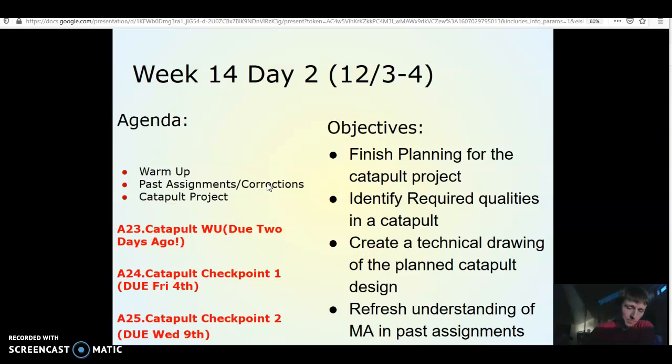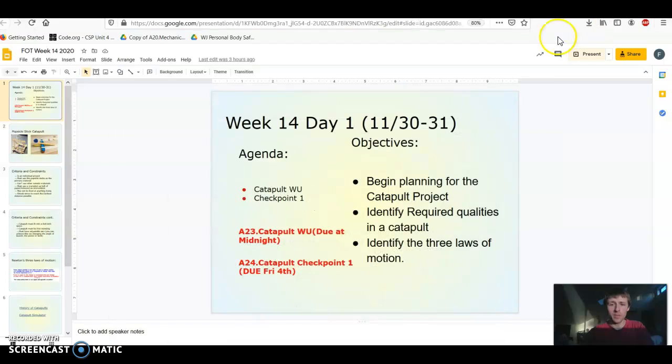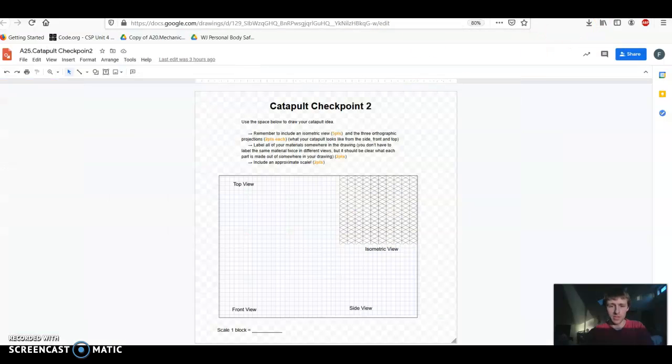Please. All right. Let's go ahead and take a look at what we're doing for the assignment. So checkpoint 1, if you want to see the explanation for that, please watch the previous video. For checkpoint 2, for the Catapult assignment, let's take a look at what that looks like. What I'm asking you to do is to create a technical drawing of your Catapult idea.